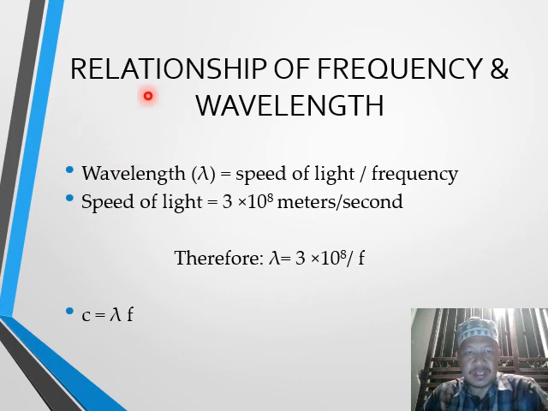So this is the relationship between frequency and wavelength. The equation is c equals lambda f. c is the speed of light, lambda is the wavelength, f is the frequency.